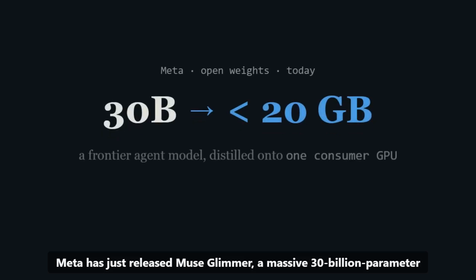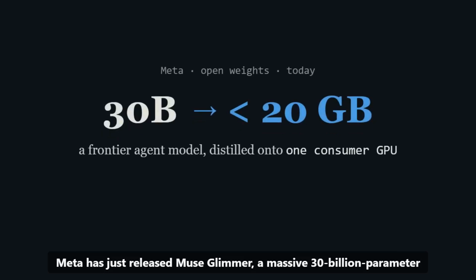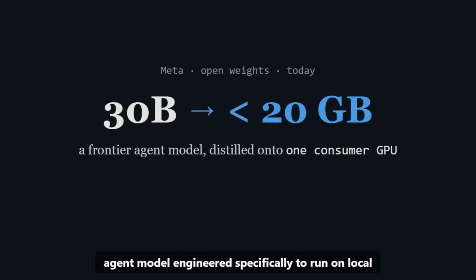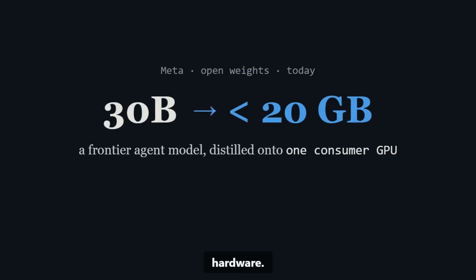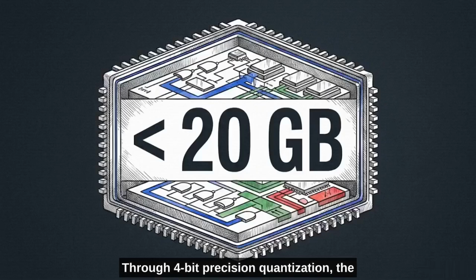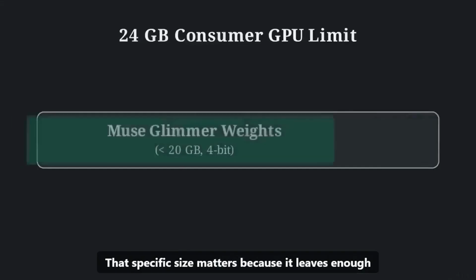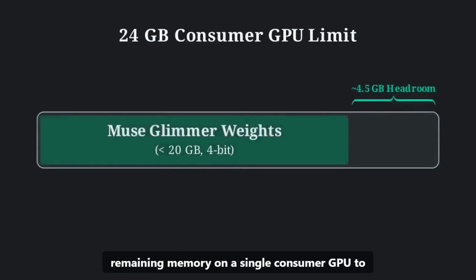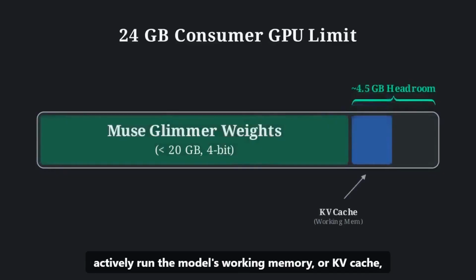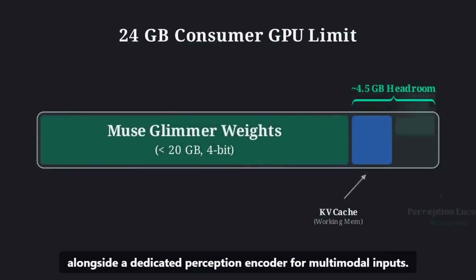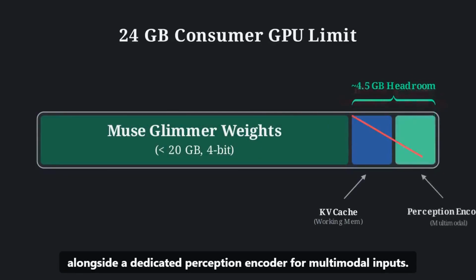Meta has just released Muse Glimmer, a massive 30 billion parameter agent model engineered specifically to run on local hardware. Through 4-bit precision quantization, the entire model compresses into a footprint of under 20 gigabytes. That specific size matters because it leaves enough remaining memory on a single consumer GPU to actively run the model's working memory, or KV cache, alongside a dedicated perception encoder for multimodal inputs.